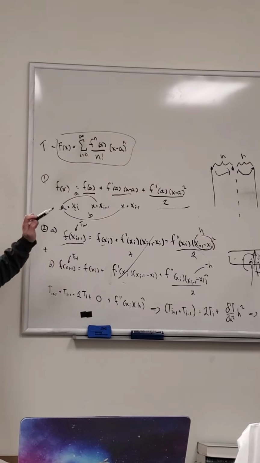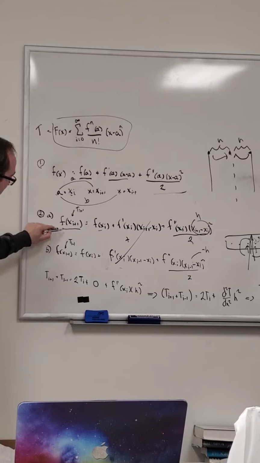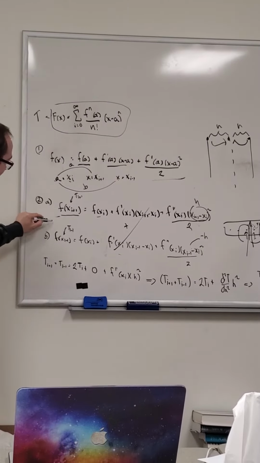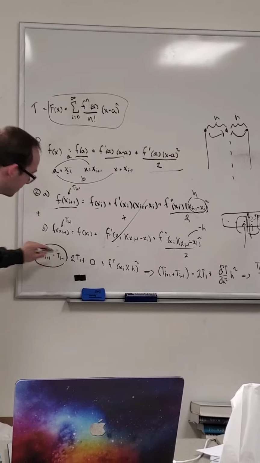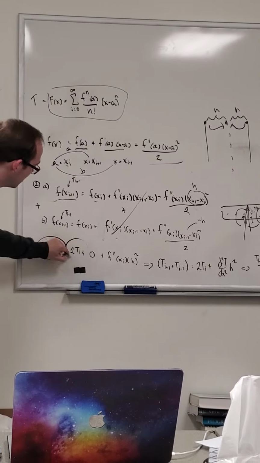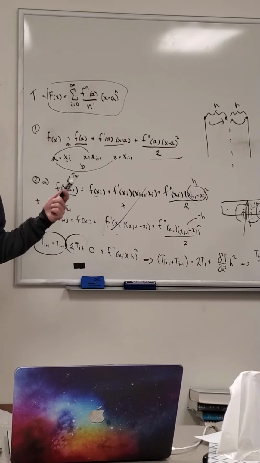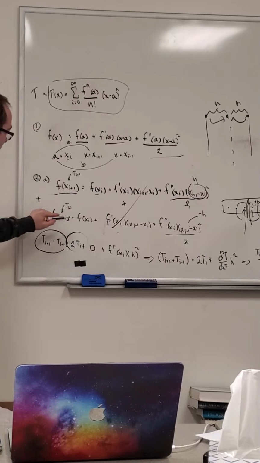Then we add them together. So these are the same. Well, these actually they're not the same, but so we get this term when we add them together. These two are the same, so we just get 2 t of i. Remember, f of x is t, so f of x of i is t of i.